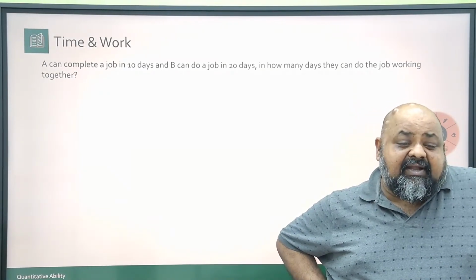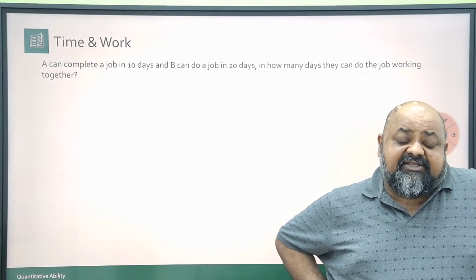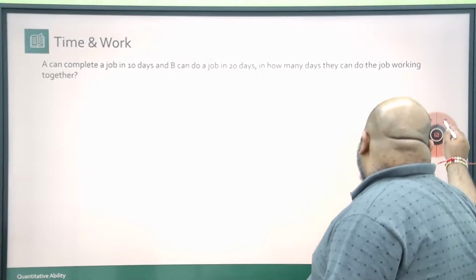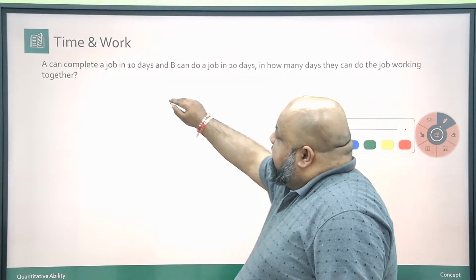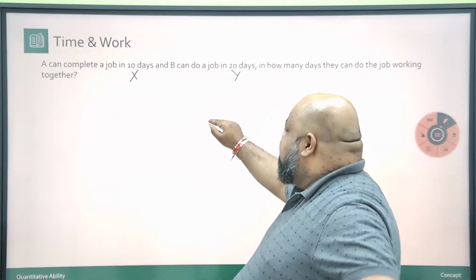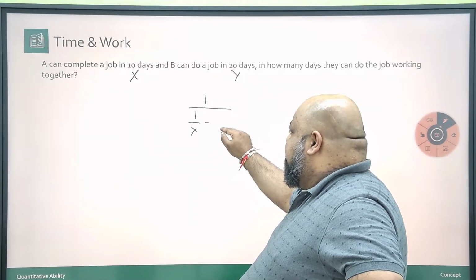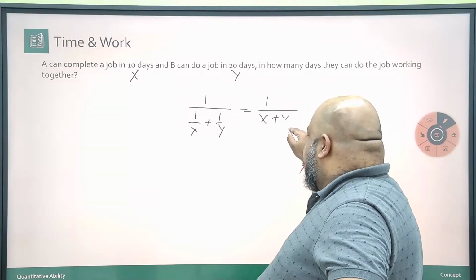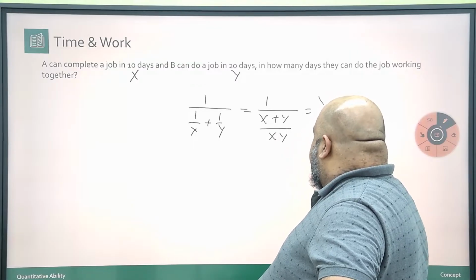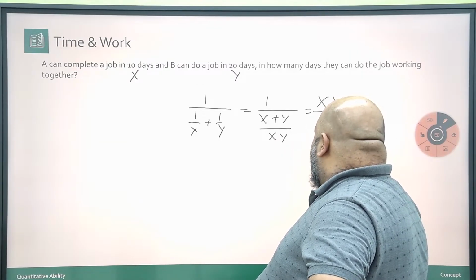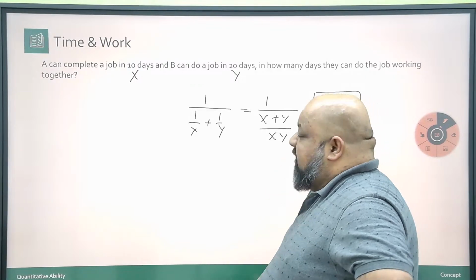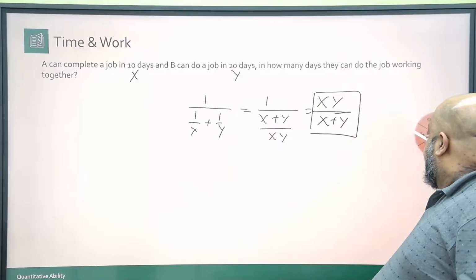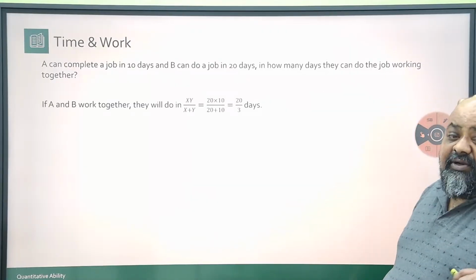And therefore, if I am writing directly, suppose A does the work in X days, B does the work in Y days alone. In how many days will A and B do the work together? What I can directly write is, if this was X and this was Y, my answer will be 1 upon 1 by X plus 1 by Y, which will be 1 upon X plus Y by XY, or XY upon X plus Y. So we can also write this answer directly without starting from here and reaching here. This can also be done.